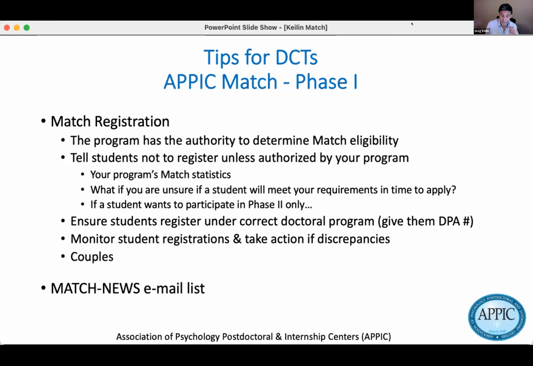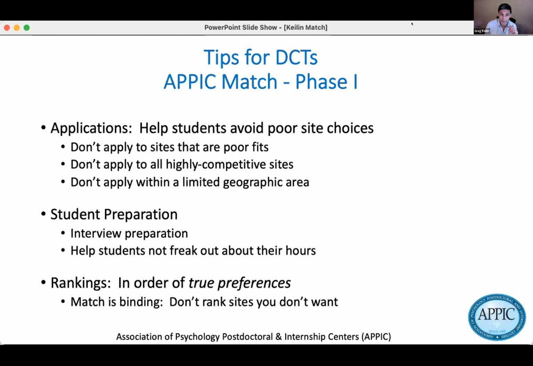Moving on, you've heard plenty about Match News. I won't say that yet again. Next slide is also something that you've heard already. In helping students avoid poor site choices, you've heard about fit. You've heard about not applying to highly competitive sites or all highly competitive sites. And you've heard about not applying within a limited geographic area, although some students don't have a choice. I wanted to highlight those again, even though you've already heard about them.